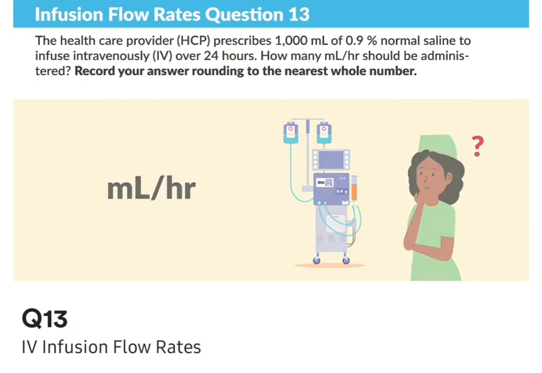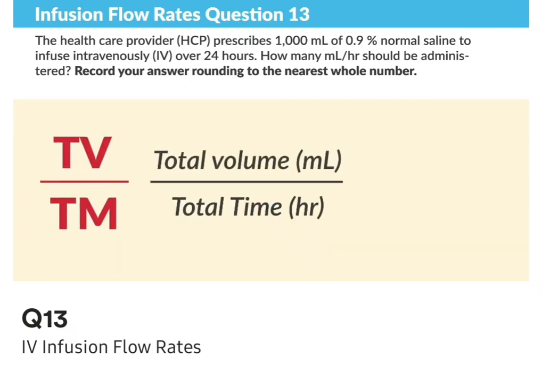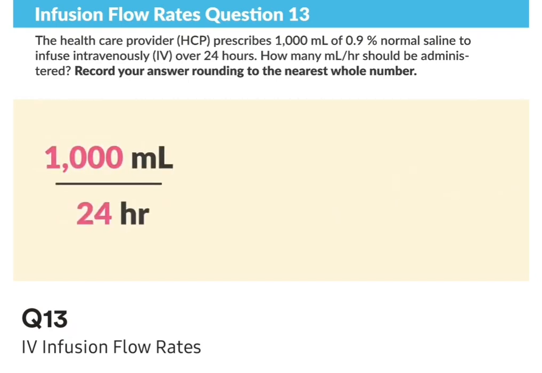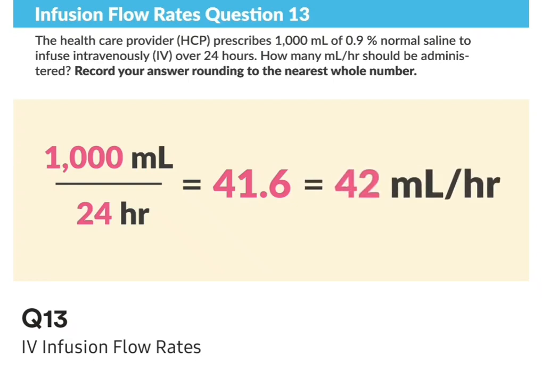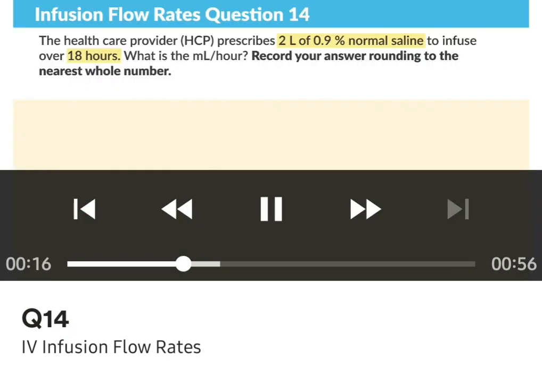All right, so let's set this up. We're just calculating total volume over time. So 1,000 mLs divided by 24 hours. So 1,000 divided by 24 is 41.6. But remember the rounding rules. Anything over that 5, we're rounding up to 42. So 41.6 gets rounded up to 42. So our correct answer is 42 mLs per hour. Let's break this down.